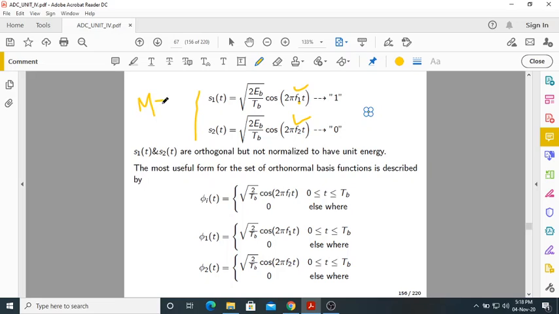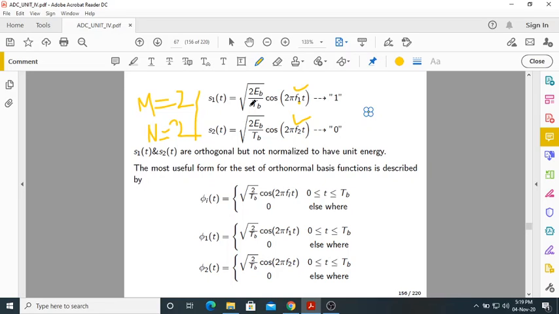We are transmitting two energy signals. But what about N? N means the number of basis functions. That depends upon the number of linearly independent signals. You observe very clearly, these two are independent of each other. You cannot write S1 of t in the form of S2 of t or vice versa. So that's why we need two basis functions. Here M equal to N, because the given set of energy signals are linearly independent of each other.